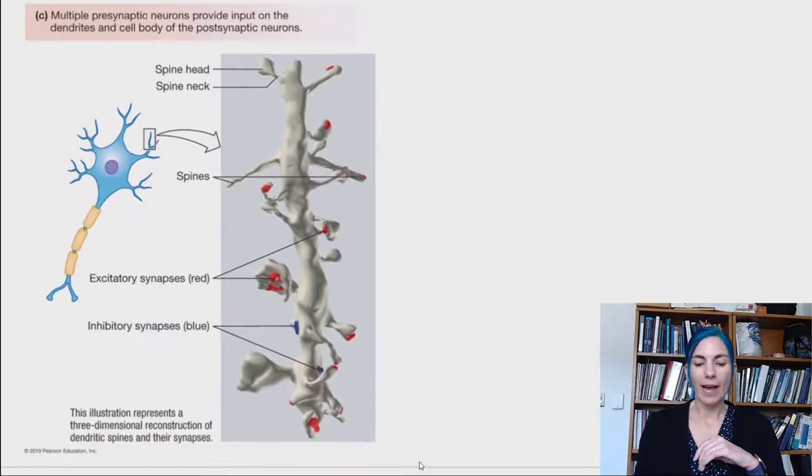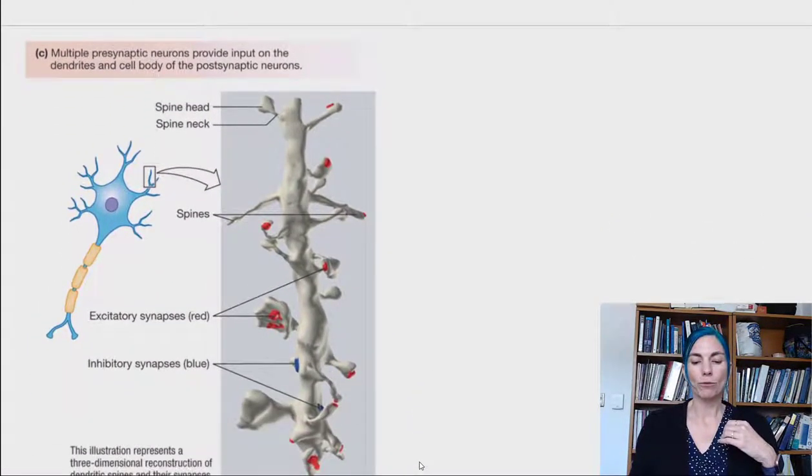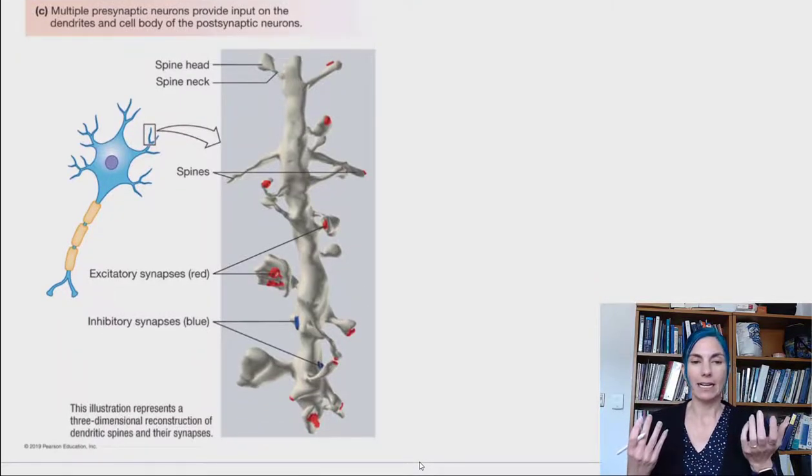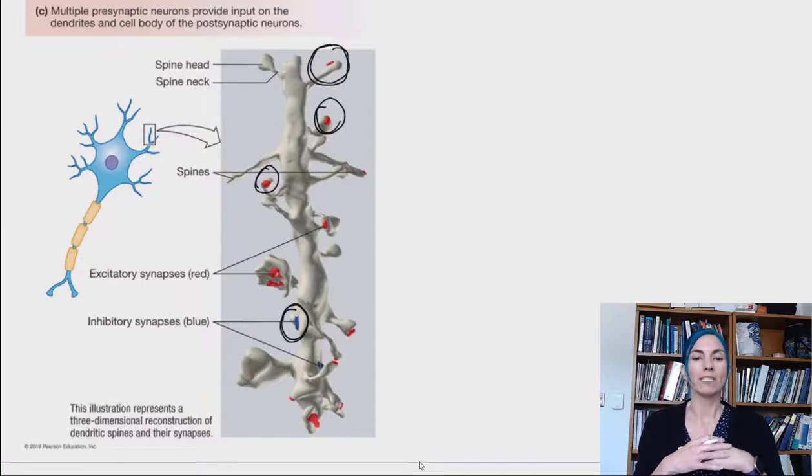And the book also has a nice picture showing a single dendrite, and you can see the distribution of excitatory versus inhibitory neurons, where excitatory neurons are synapsed in the red spots, and inhibitory neurons are synapsed in the blue spots.